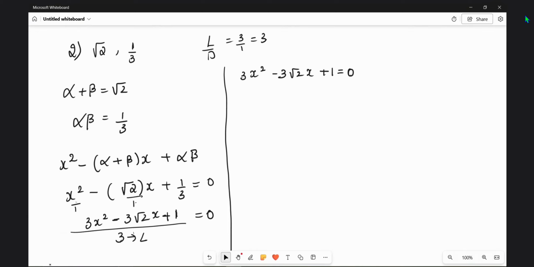We did not write 3 on the right side? No, because 3 into 0 will be what? 0. That is why we are not writing. Okay. See here, multiply 3 with this side RHS, what you will get? 0. That is the reason we are not writing. Okay. So that is 3x square minus 3 root 2x plus 1 is equal to 0.